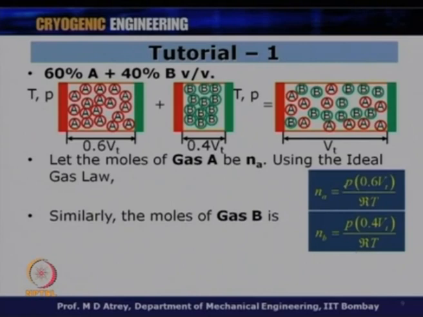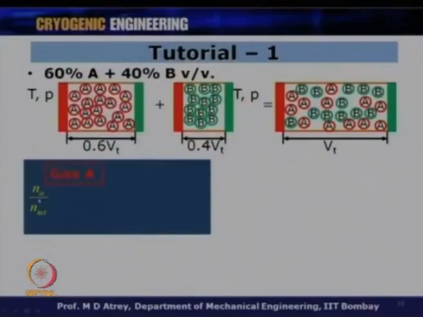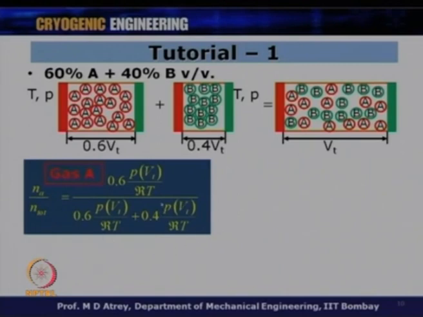So, we got Na and Nb, the number of moles of A and the number of moles of B, calculated based on their respective volumes occupied. So, the total number of moles will be N total, which is equal to Na plus Nb, and if we put those values, this is what the expression comes to for N total. Going further, now let us calculate the molar fraction of gas A, which is given by Na upon N total, right. This is clear to us.